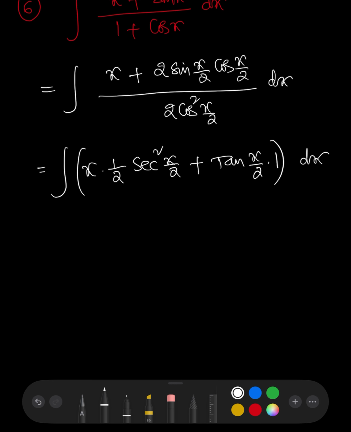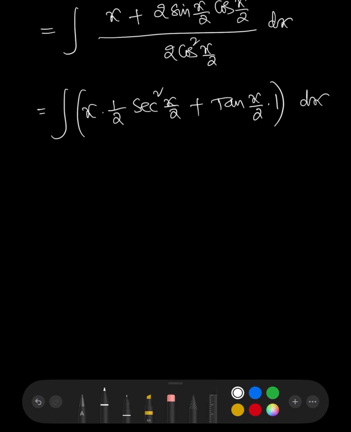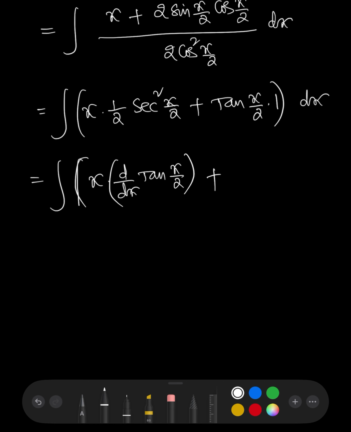So if nothing is there, I can write this as tan x by 2 into 1, so that integration of x into the derivative of tan x by 2 plus tan x by 2 into the derivative of x.